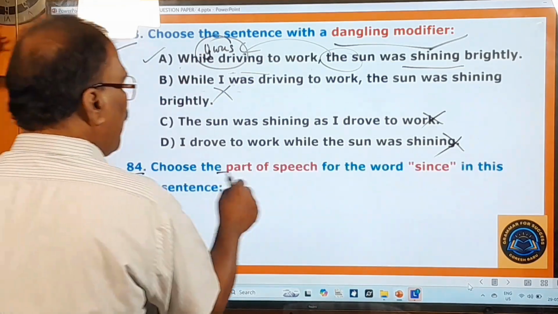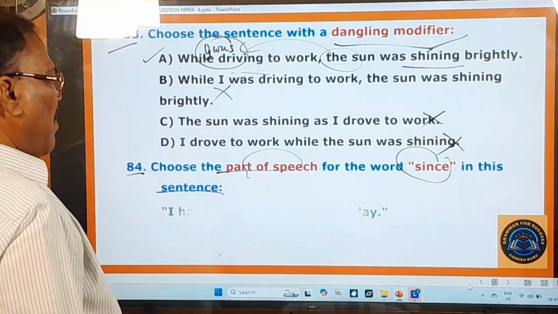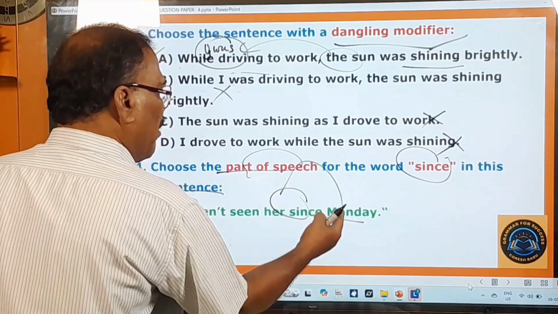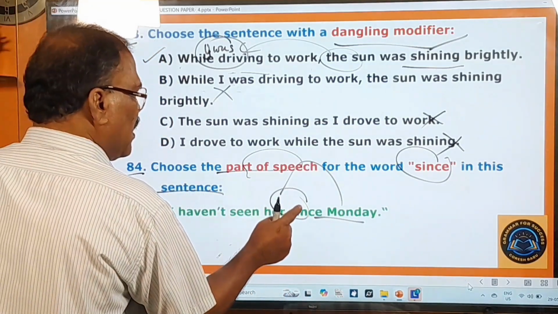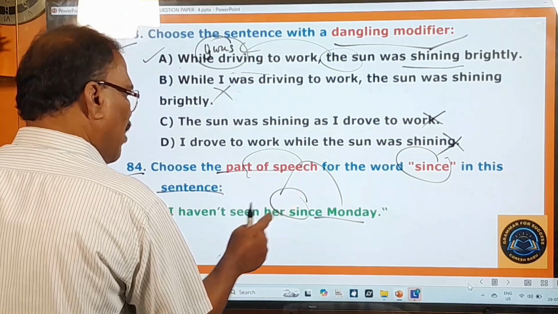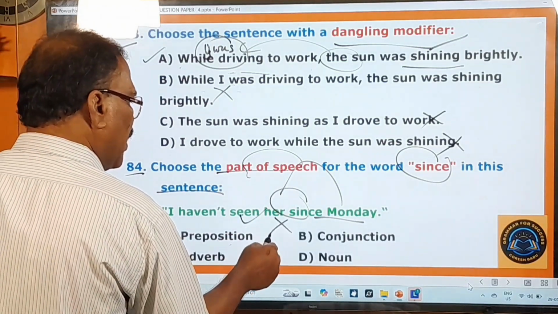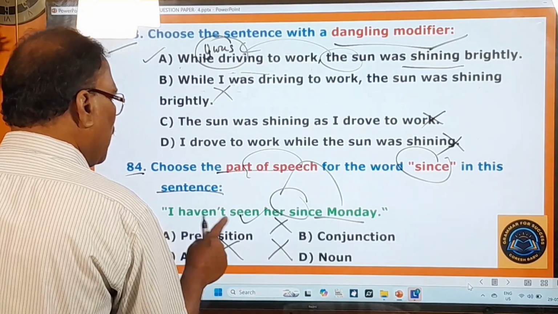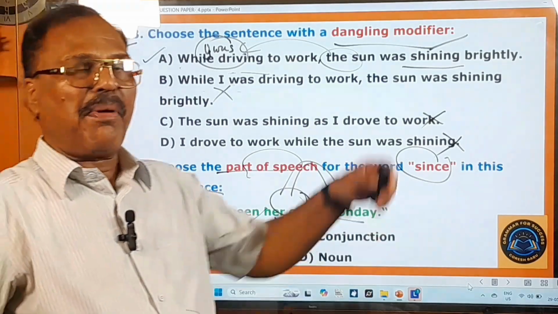84th question. Choose the part of speech of the word since in this sentence. What is the part of speech of the word since? I haven't seen her since Monday. So here, this since is used as what? As a preposition, not as a conjunction, not as an adverb, not as a noun. It is used as a preposition because since is always used to indicate a point of time.